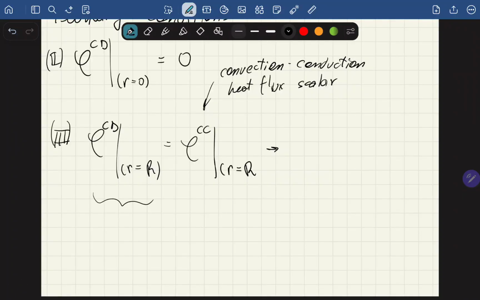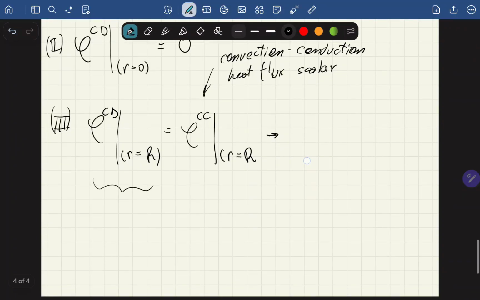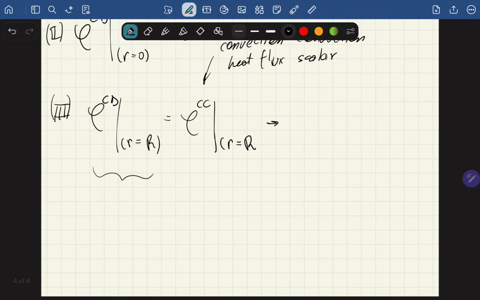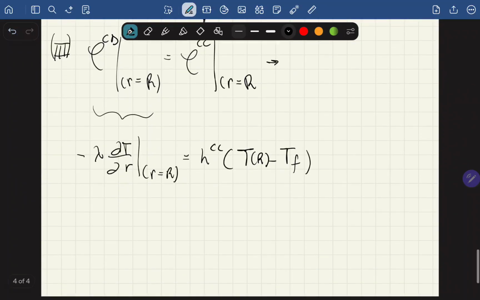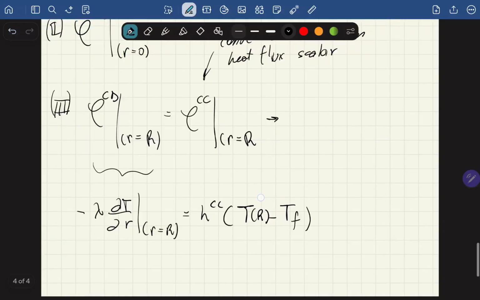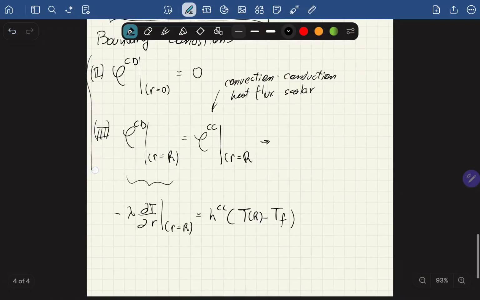I don't know how you pronounce Fourier. Maybe it's like this, Fourier. I don't know. Maybe he's French. I think it's Fourier's law, which is minus lambda, the gradient of the temperature field when r equals R should be equal to hcc of (TR minus TF), and TF stands for temperature of the fluid. And then you just solve this equation with these boundary conditions.